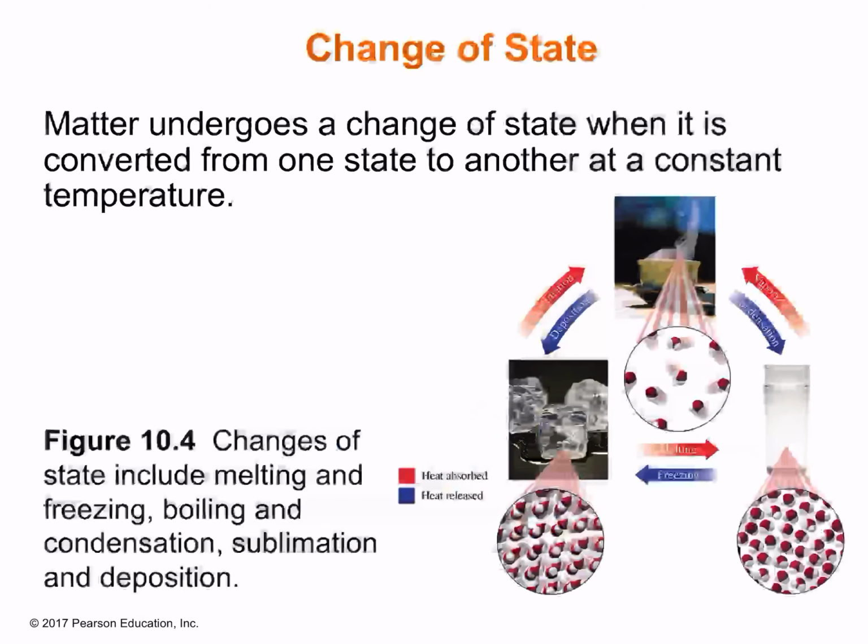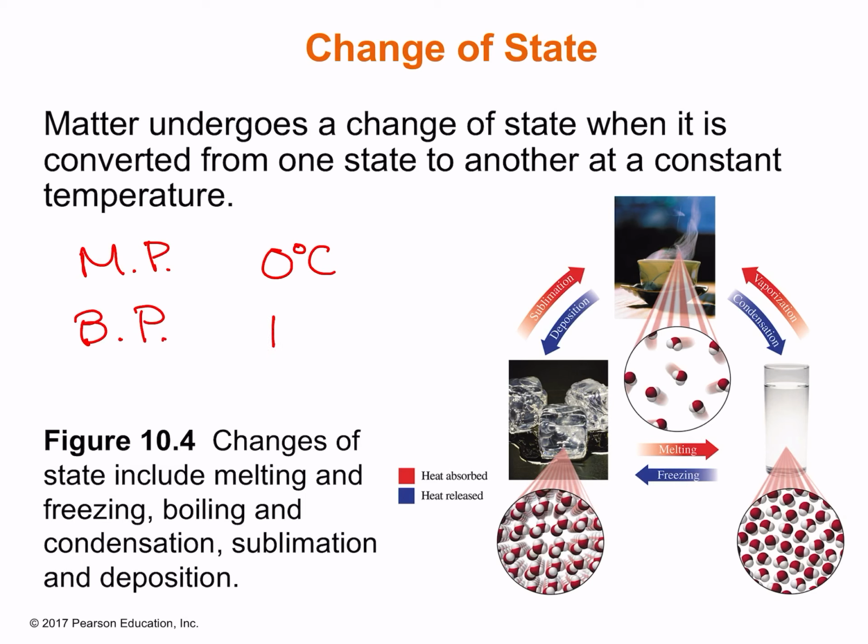Okay, so we've talked a little bit about melting and boiling points today, and so we're going to briefly talk about how intermolecular forces correspond to phase changes. This is going to be just a small topic in chapter 10. But matter will undergo a change of state or phase change when it's converted from one state to another at a constant temperature. So we know the melting point of water is 0 degrees Celsius, and the boiling point of water is 100 degrees Celsius, right?